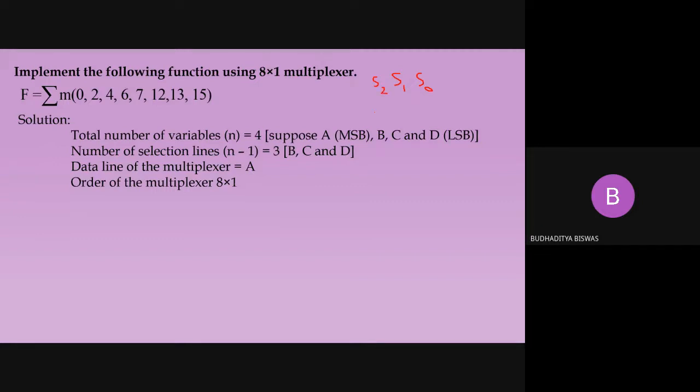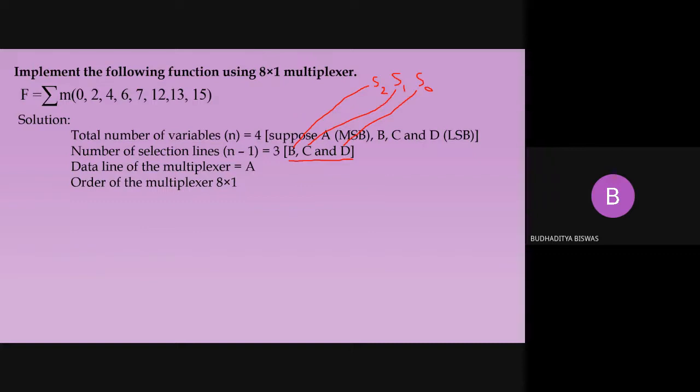So which one is connected among the B, C, D? Which one is connected to which selection line? Sir, B to S2, C to S1 and D to S0. Very good. So B should be connected to S2, C should be connected to S1, and D should be connected to S0. If you make any mistake in this connection, then the whole process is erroneous. Remember this thing very carefully.